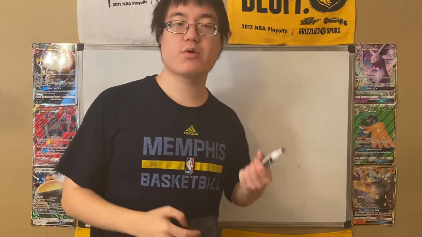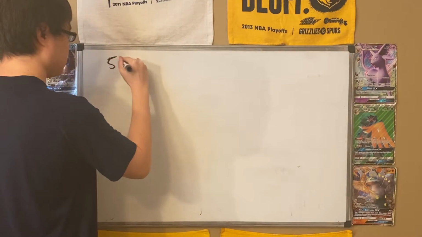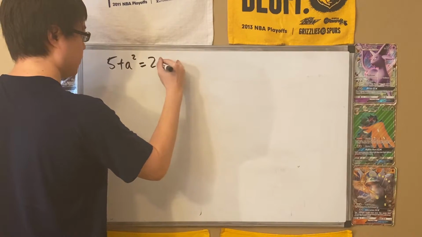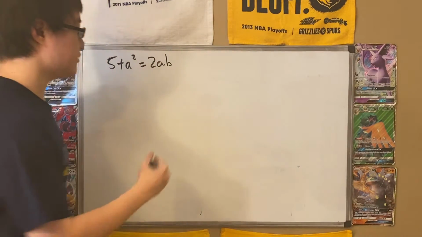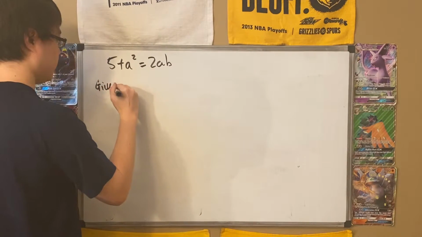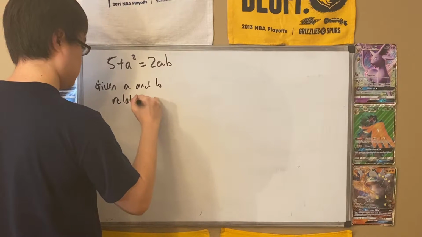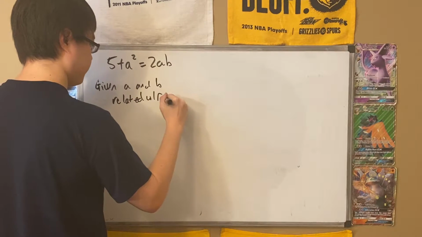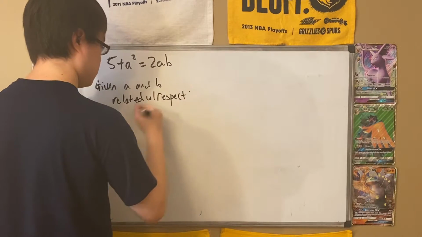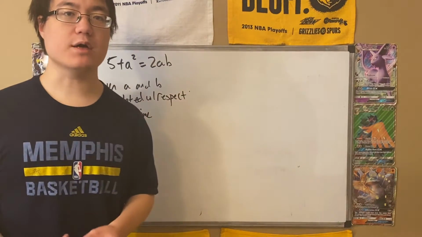So in our first example, we're going to already have the equation, so we don't have to draw a picture. My equation is going to be 5 plus a squared equals 2ab. And there's going to be some givens. The givens are that a and b are related in time, with respect to time. So now we know we have a related rate question.